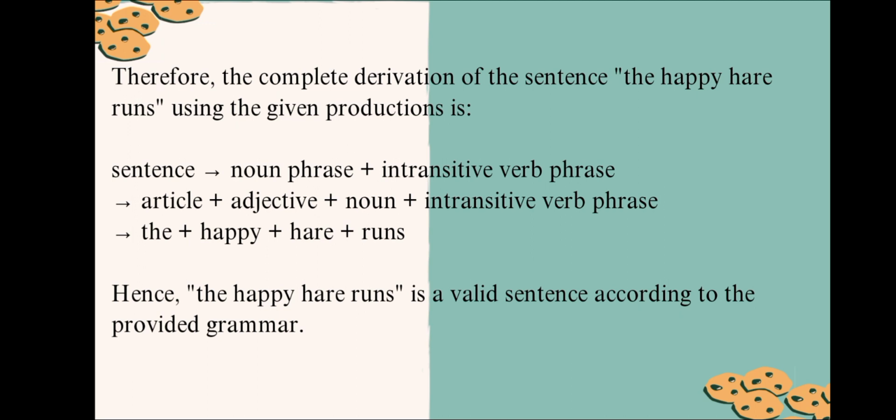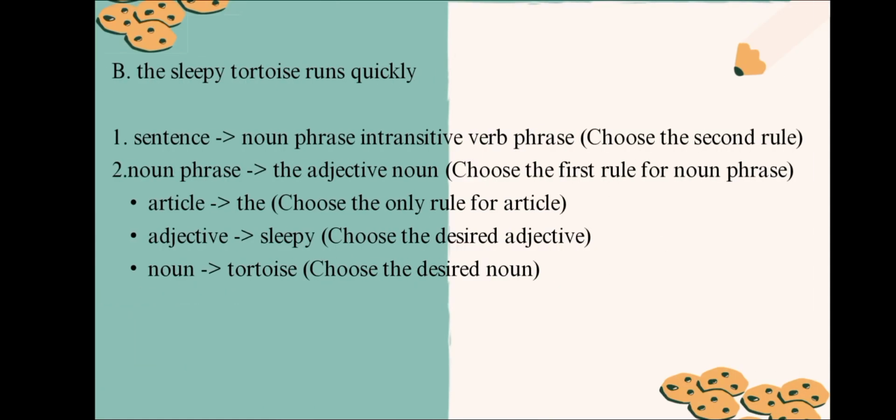transitive verb phrase, and article plus adjective plus noun plus intransitive verb phrase. So the sentence is made: the happy plus hare plus runs. Hence the happy hare runs is a valid sentence according to the provided grammar. So this is how we can solve the CFG questions with the help of production rules.